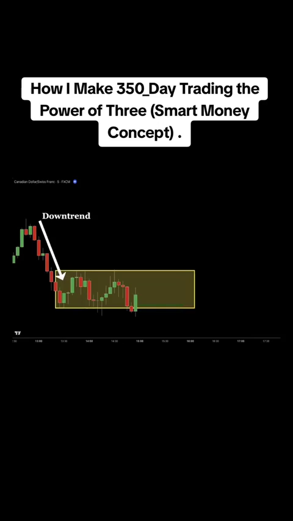Here, the market is clearly trending downwards, meaning sellers are in control. Then, the market enters a range. As a smart money trader, this signals that sellers are losing control and smart money is preparing for an upward move. Watch what happens next. The market breaks below the support level but then closes back inside the range. This is a clear liquidity sweep.